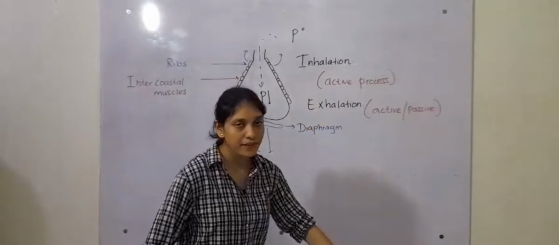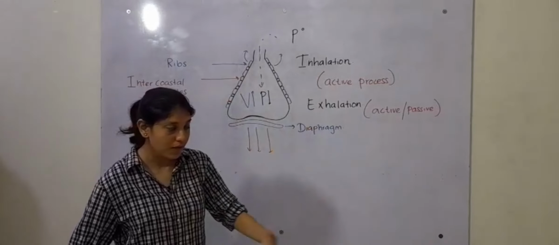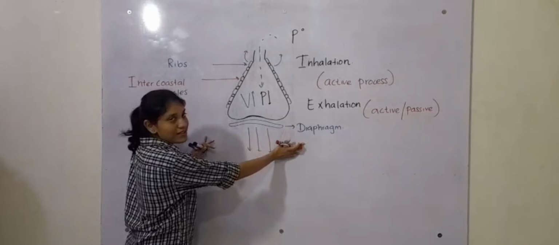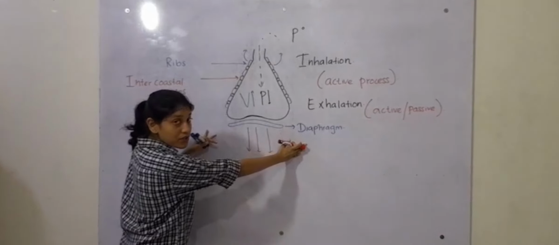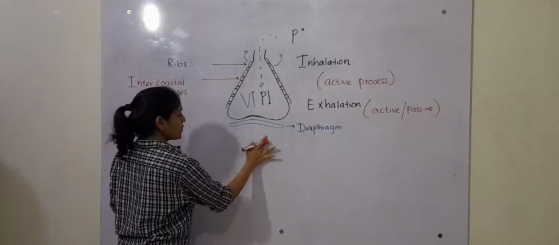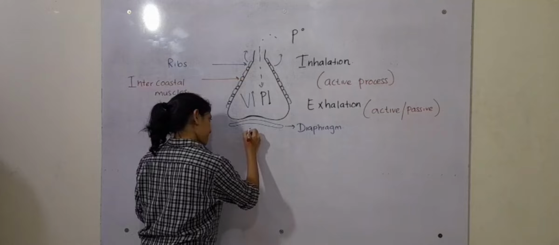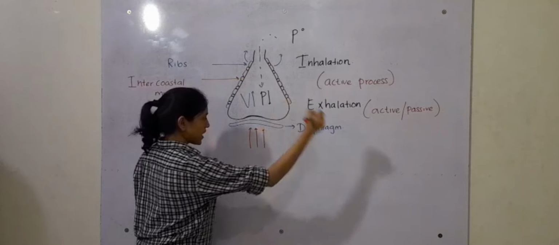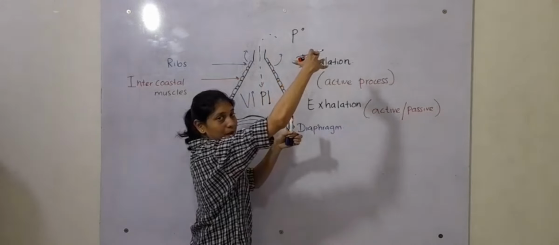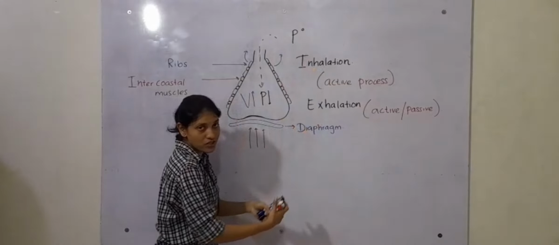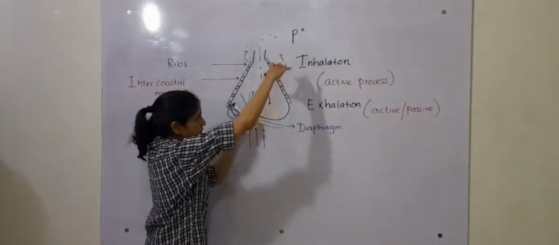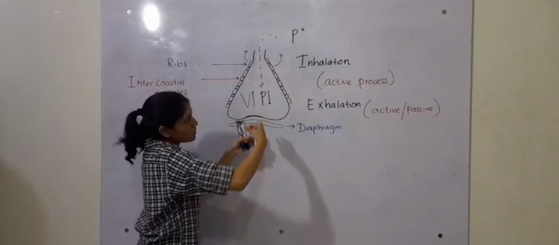Exhalation means, people, expiring the air, taking the air out of your lungs. What happens during that? The diaphragm is going to relax and come into its original state. It is going to reduce its curvature. And your intercostal muscles are stretchable, people, so they are going to snap back into their original state. Your intercostals are going to relax and bring the ribs into their original position.